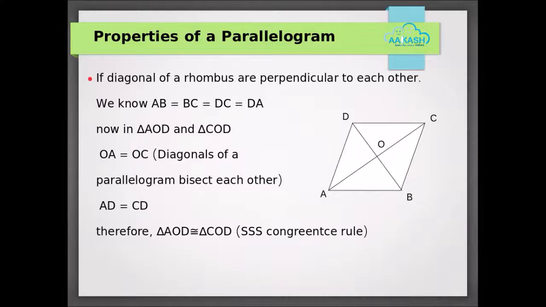Diagonals of a rhombus are perpendicular to each other. We know AB is equal to BC is equal to DC is equal to DA. Now in triangle AOD and triangle COD, OA is equal to OC, that is, diagonals of a parallelogram bisect each other. OD is equal to OD, AD is equal to CD. Therefore, triangle AOD is congruent to triangle COD. That is the SSS congruence rule.